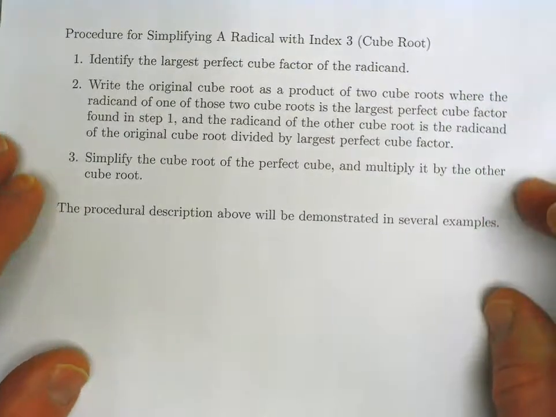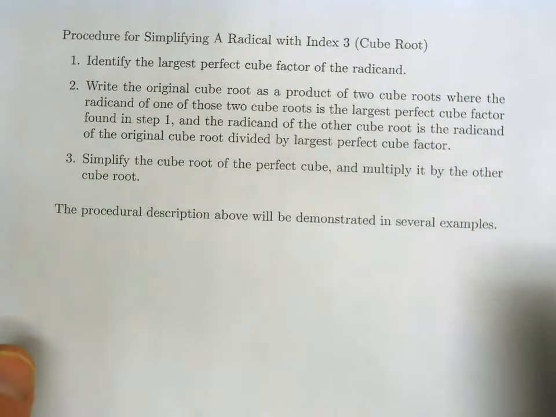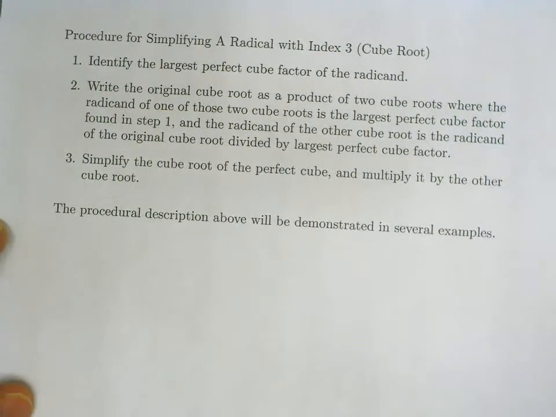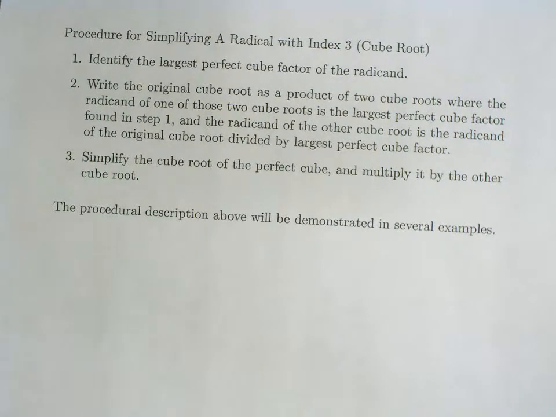In this next part, we follow a procedure for simplifying a radical with index 3, or a cube root. The procedure will sound very much like the other procedure that we just discussed about simplifying square roots.